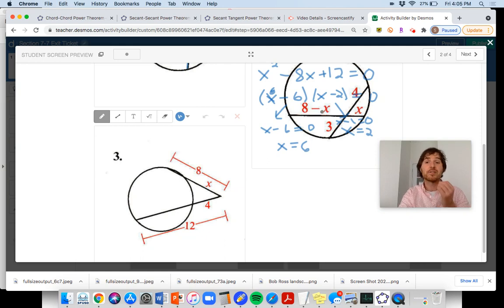But the key thing, what's the power of that point? It's 12. Okay, it's 12. And 6 and 2 add to 8 and multiply to 12. So you know it's right.